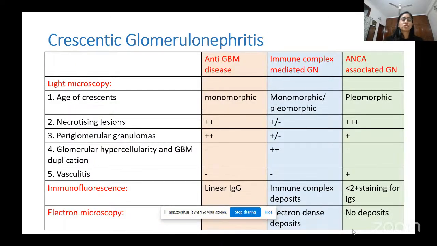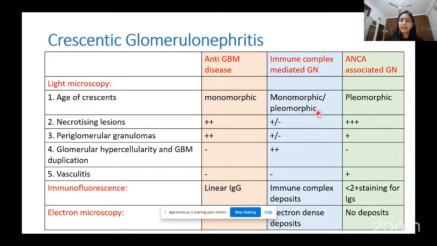To quickly recapitulate, crescentic glomerulonephritis is a term given when more than 50% of the glomeruli in a biopsy are showing crescents. And it's mainly of three varieties. First is anti-GBM disease, second is immune complex mediated GN, and third is pauci-immune ANCA associated GN. Now the difference between these three is mainly in terms of the age of the crescents and the underlying tuft. Anti-GBM disease is usually a single hit disease, which is why the crescents are usually monomorphic, whereas in the other two, they are usually pleomorphic.